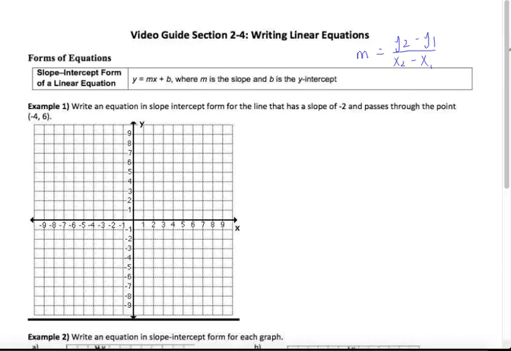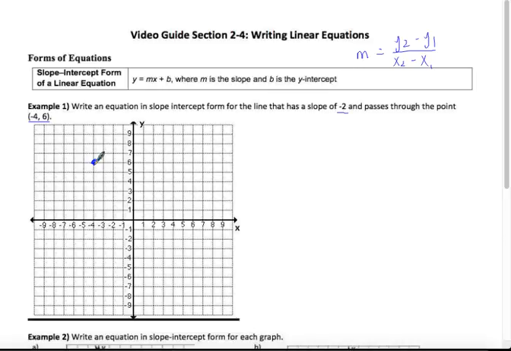So, this first example here, we want to write an equation in slope-intercept form for the line that has a slope of -2 and passes through the point -4, 6. And we're actually going to do this 2 ways. The first way we can do this is, let's go to the point -4 and 6. 1, 2, 3, 4, 5. So that's this point.